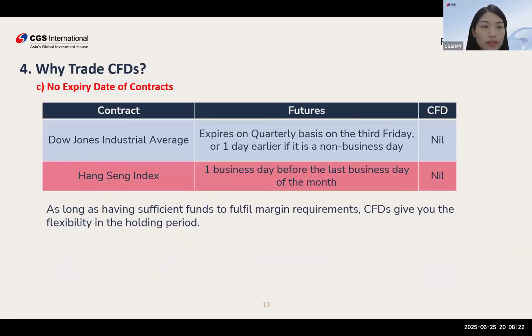Okay, so the third reason to trade CFD is that there is no expiry date of contract. Unlike futures, if you are trading the Dow Jones index, the future always expires on a quarterly basis, on the third Friday or 1 day early if it's a non-business day. And like Hang Seng, it expires 1 business day before the last business day of the month. But with CFD, you don't need to worry about the expiry date. As long as you have sufficient fund to fulfill the margin requirement, CFD gives you the flexibility in the holding period.